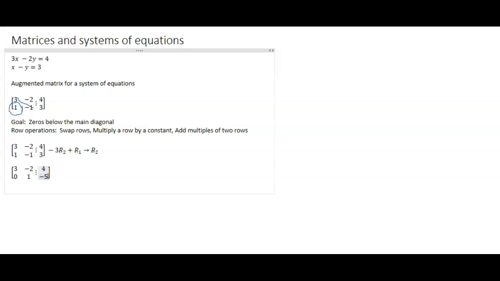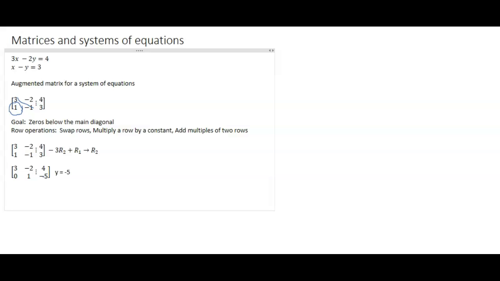Well, you know how we said each row of the matrix represents an equation? Look what that bottom row says now. It says 0x plus 1y equals negative 5. It says y equals negative 5. Oh, well, we found y. That's good news. Now all we need is x.